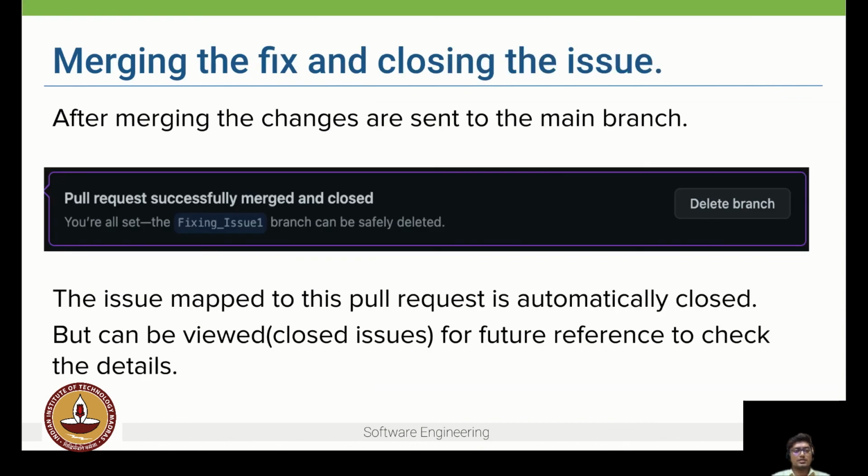After you have merged the changes to the source branch, the fix is complete. Either you can choose to delete the branch or you can choose to keep it. The issue mapped to this pull request is automatically closed. You can observe that. But if you want to see the closed issue, we have already seen that you can see it from the issues tab. So that is it on GitHub issue tracking and code reviewing.